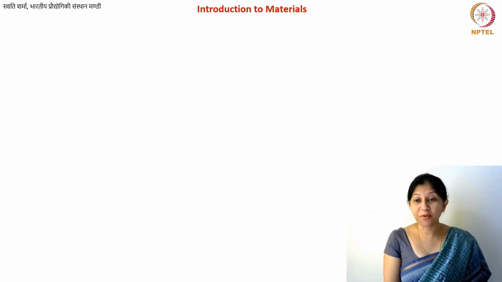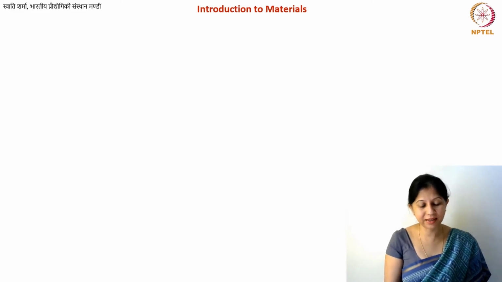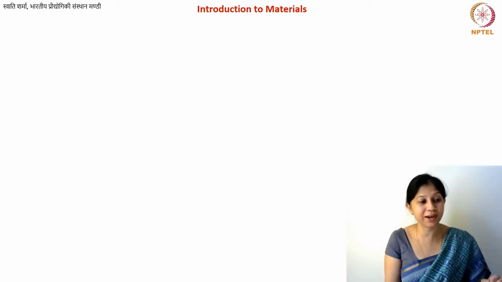Before we start talking about carbon materials specifically, in this lecture I'm going to discuss briefly what materials are and what properties of materials we need to know before we start thinking of manufacturing something. What is manufacturing? Manufacturing is just making something. And for making something you need to know certain fundamental properties of the material.